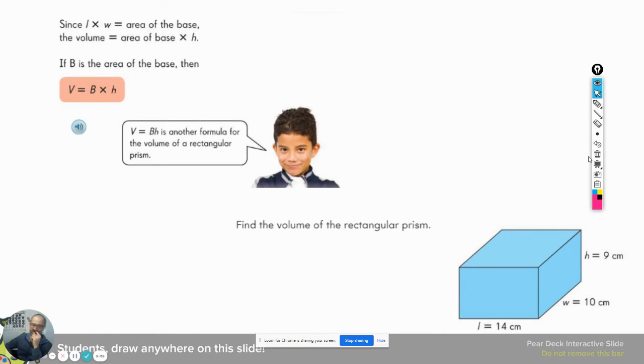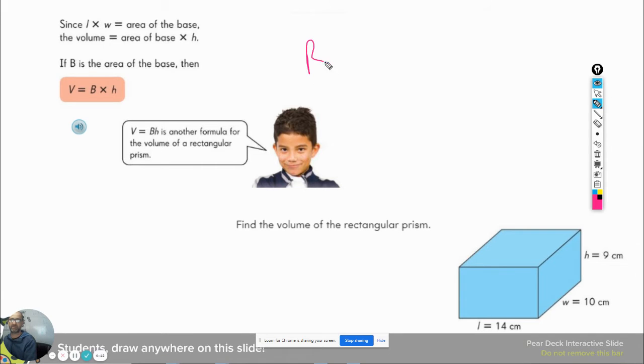Oh, this guy. Mr. Know-it-all. All right, since length times width equals the area of the base, the volume equals the area of the base times height. So now they're giving you this shortened formula. V equals big B times height. Big B just equals length times width. Okay? So they're now putting in a big B for height. Okay? So this is another formula for the volume of a rectangular prism. Okay? Well, guess what? How do we find the big B in this thing?